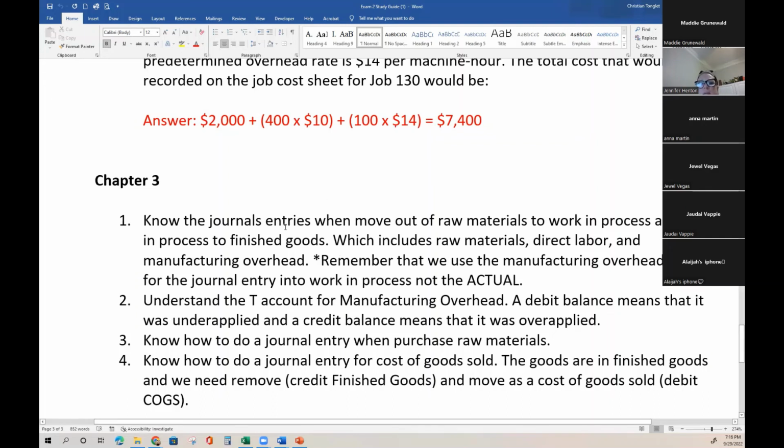So when you see this, if you're not sure how to do it, go back to homework or go back to the slides to look to see how the journal entry was set up. What was a debit? What was a credit? What did it look like on those T accounts? Because those can help.